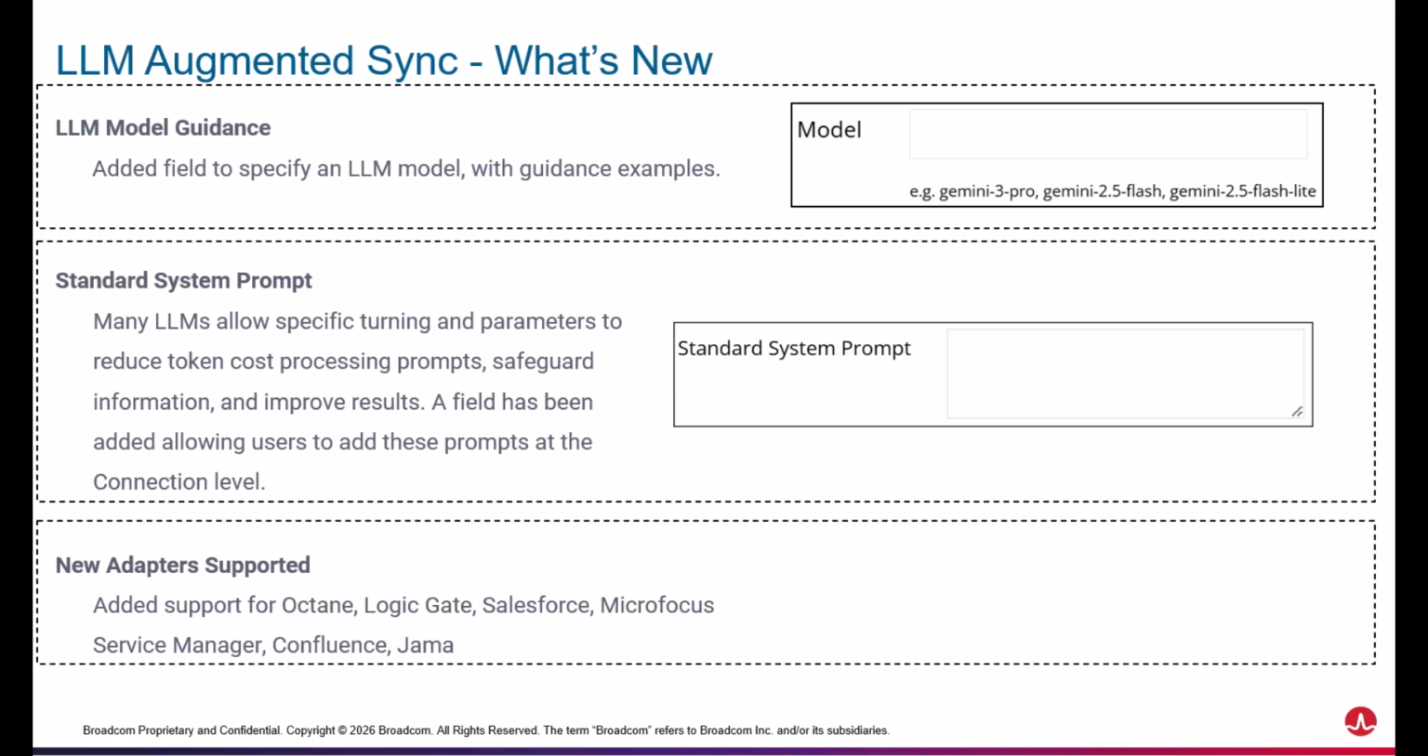The other piece that we've added is the ability to add a system prompt that the LLM treats with higher priority than the contents of the prompt. This can be used to add some standards to say, hey, this applies to all syncs using this connection and treat it with a higher priority. All of the LLMs basically have a separate API endpoint for system prompts. And so now we're letting you leverage that at the connection level.